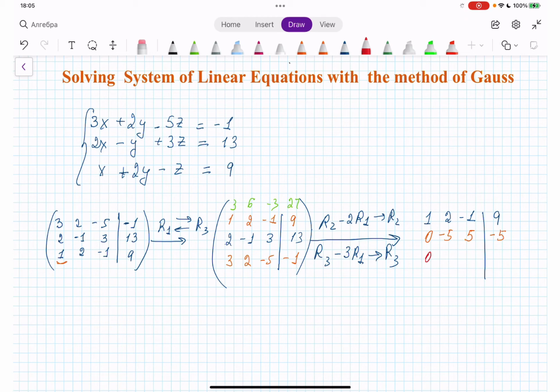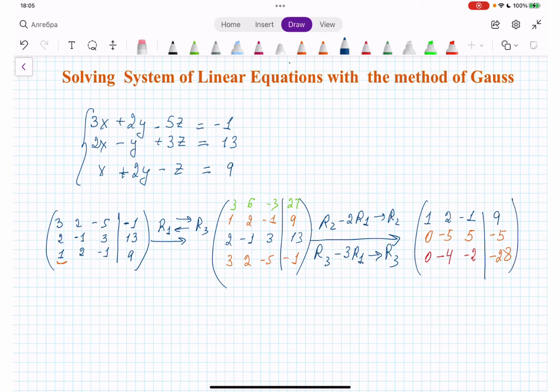Next, 2 minus 6, we are getting -4. Next, -5 minus -3, we are getting -2. And -1 minus 27, we are getting -28. Okie dokie, we got that also.